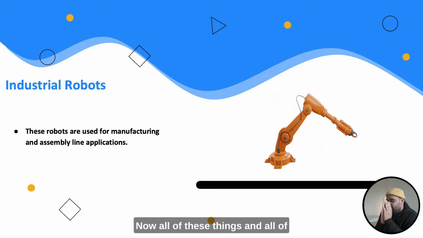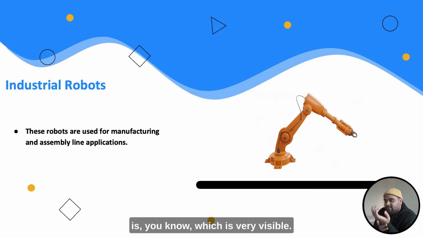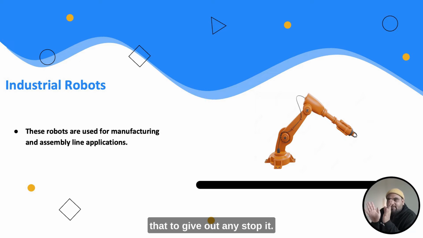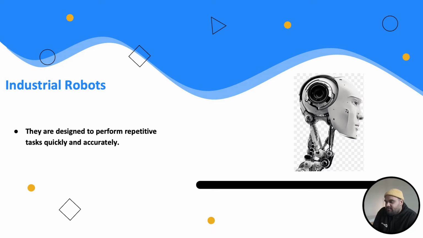Now, all of these robots have something in common, which is very visible. All of these robots are designed to work for countless hours. They can work 24/7, 365 days a year without getting rested. All they need is a power supply and instructions on what to do, and they will continuously do that without any stoppage. That's what makes these industrial robots so robust.